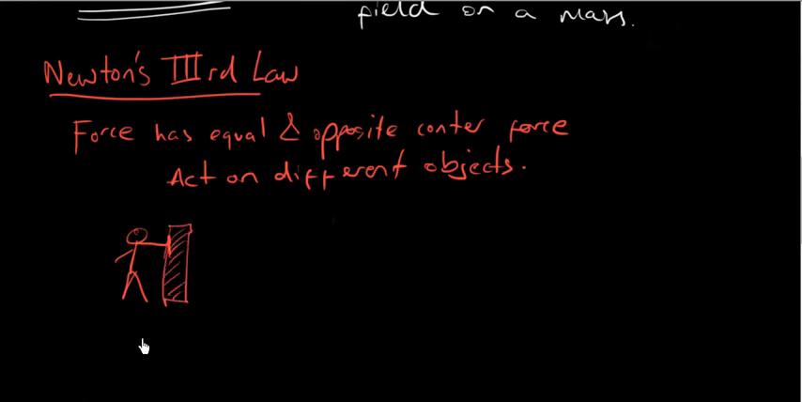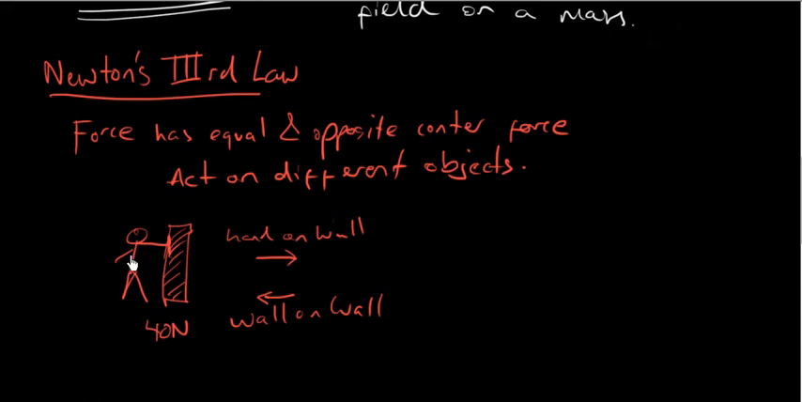Then if I'm pushing with 40 newtons of force on the wall, then the wall is pushing on me, right? This is my hand on wall force, and this is the wall on hand force. They're both equal, right? Those two are equal. That's why I'm not going through the wall and the wall is not going through me.